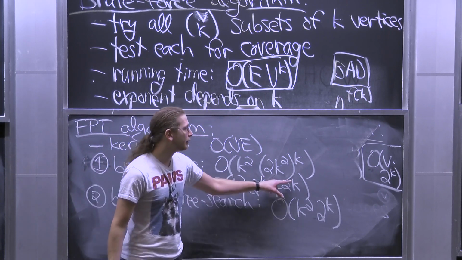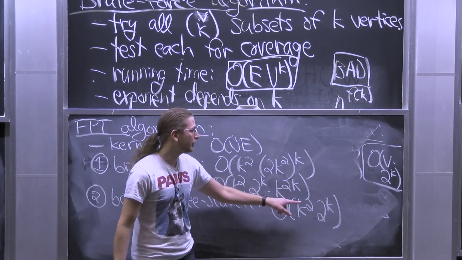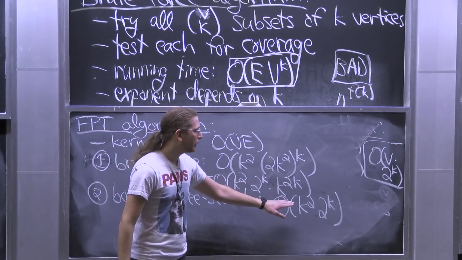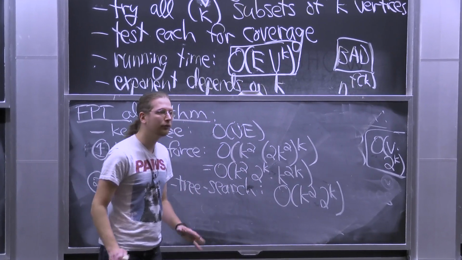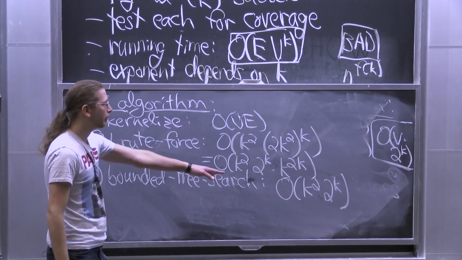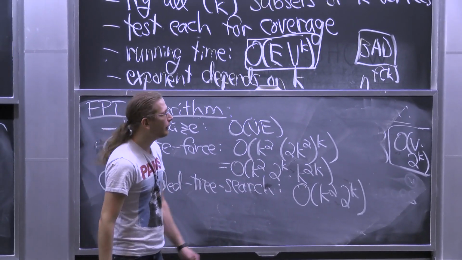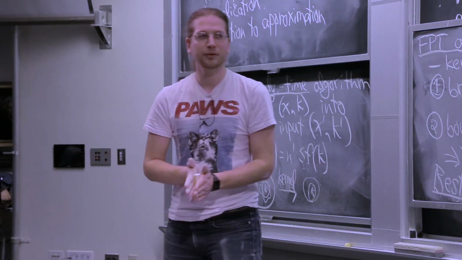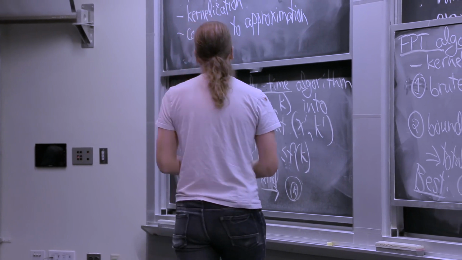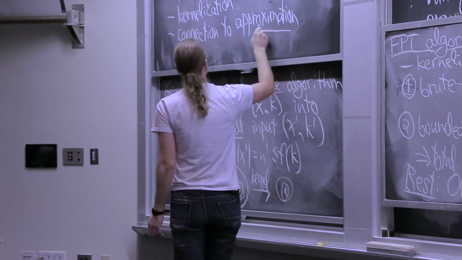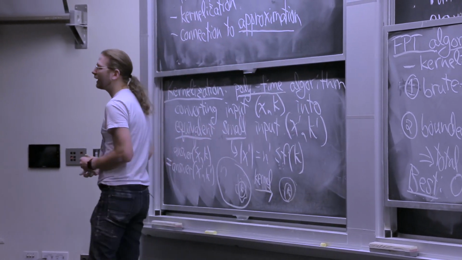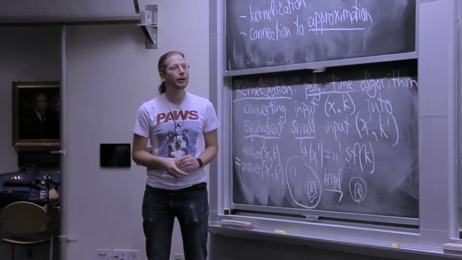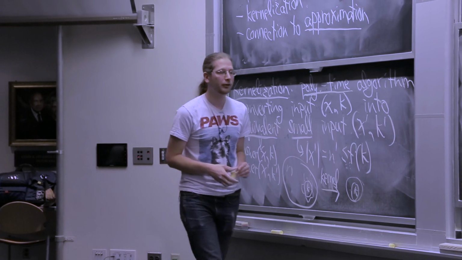This thing is like 2 to the k log k. This thing is only 2 to the k. So it's better. This is like k factorial. And this is just 2 to the k. So it's a big improvement. This will be a much more practical algorithm. So we run the kernelization. Then we run the bounded tree search algorithm. And so the total running time is, say, VE plus k squared times 2 to the k.